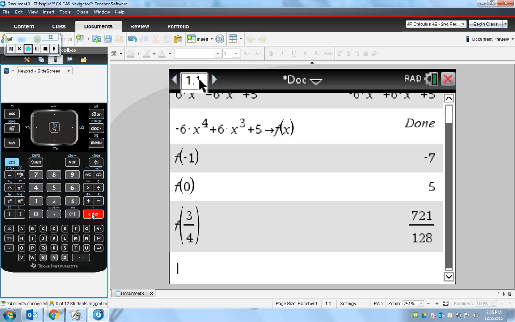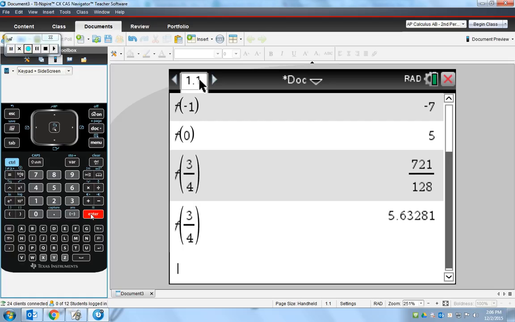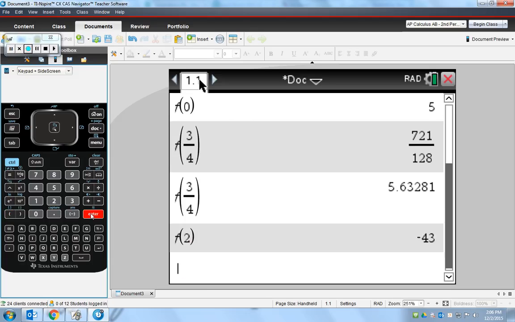is that. And you can, excuse me, let me put control divide, and there's a decimal for you. So that's 5.633. And then the last one is f of 2, which would equal negative 43. If you need to go back, guys, either ask a neighbor or watch the video later.